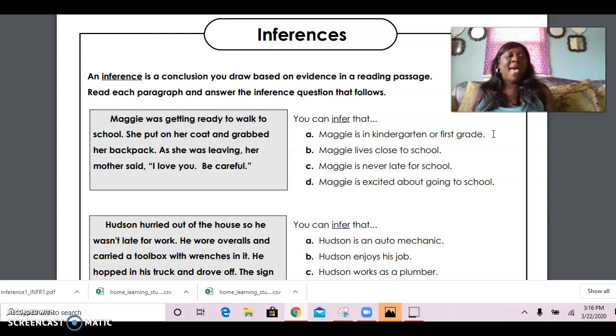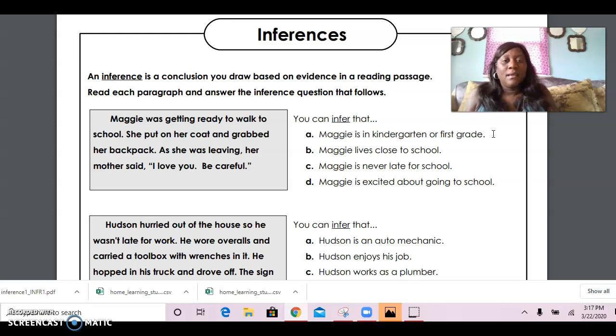Letter B, Maggie lives close to school. If you live far, far away, would your parents allow you to walk to school by yourself? Or would it be more likely that you could walk to school if you live close to it? I think that's one of the tricky ones. I'm going to keep it.